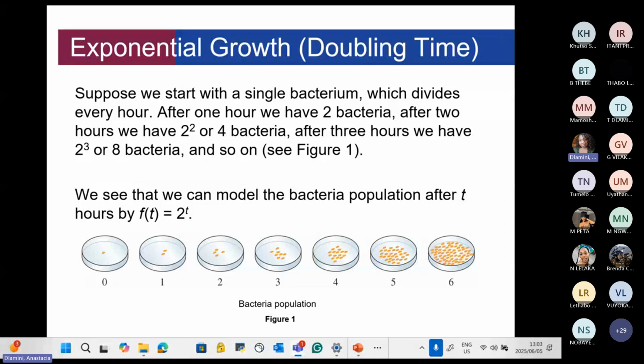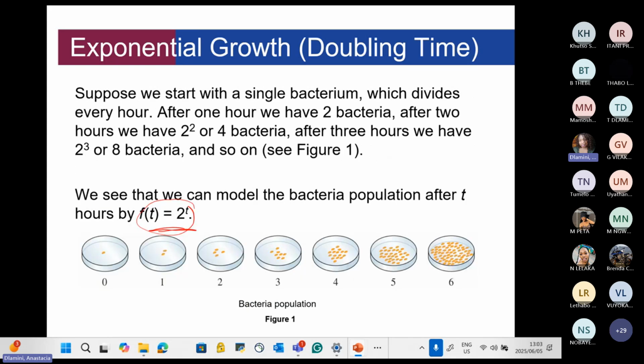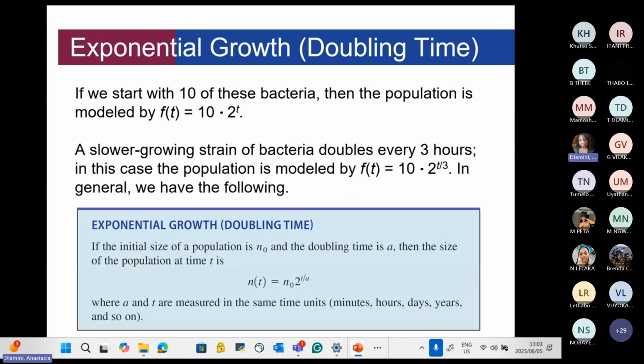So we say that we can model the bacteria population after t hours as this function here. Does it make sense? Guys, does it make sense how they got 2 to the power of t? Yes, ma'am. Good. So now let's say we start with 10 of these bacteria. Then now the model changes. It's no longer 2 to the power of t. It will be, initially we started with 10, times 2 to the power of t in that particular hour.